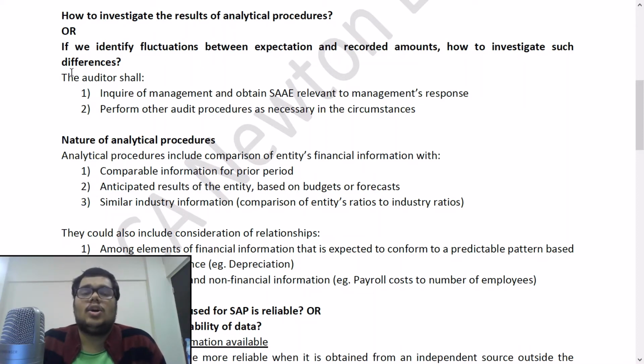But let us say there are certain captions where you're getting a 20% variance, a 30% variance. So you can perform additional procedures to understand why there is a difference in those numbers only. Now, what can be additional procedures?